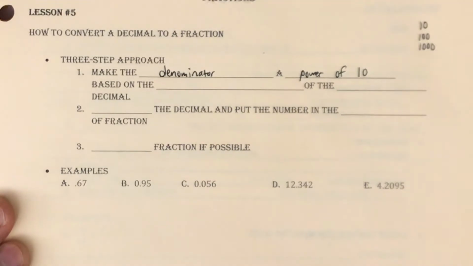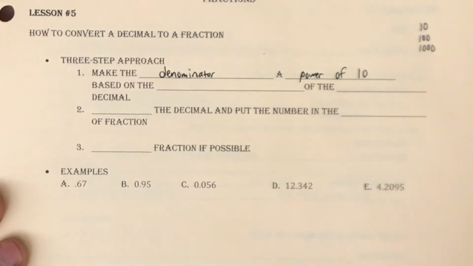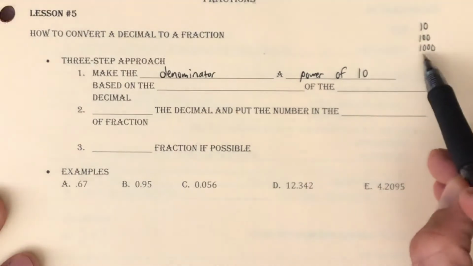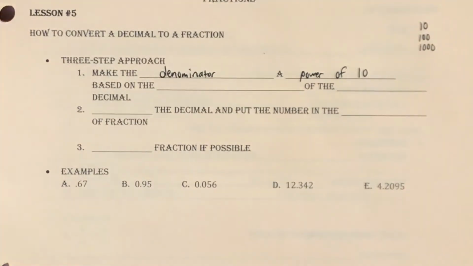Well, how we figure that out is by the amount of place values. So remember that place value chart you have in your chapter D notes, where we've got tenths, hundredths, thousandths. So whatever that number is, if it's tenths, you're going to have a 10 for your denominator. If it's hundredths, you're going to have 100 for your denominator. If it's thousandths, you're going to have a 1,000 for your denominator to begin with. So that's how we figure out the power of 10 that we have to use.